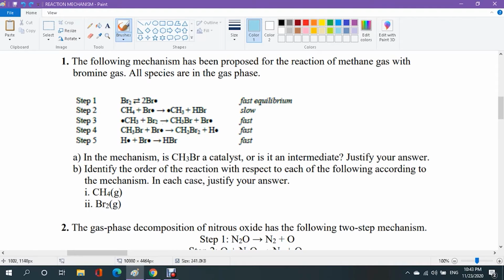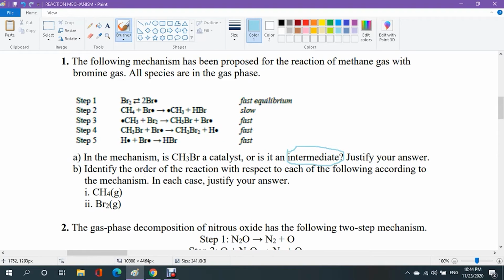We can see that it's formed in step 3 and then used up in step 4. So is that a catalyst or an intermediate? It's an intermediate because that's the definition of an intermediate. So we'll say that CH3Br is an intermediate, and to justify our answer, we can just say it's formed in step 3 and then used up in step 4.